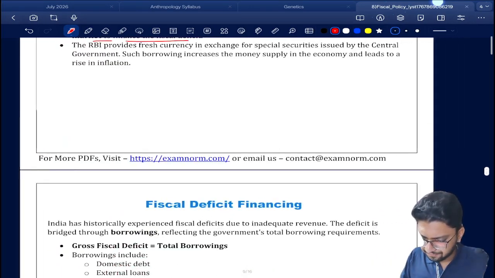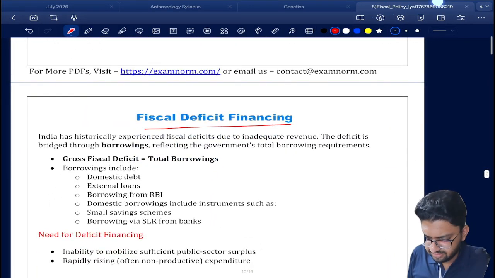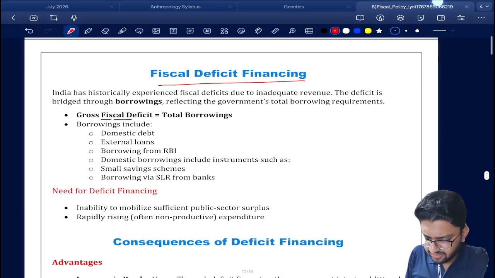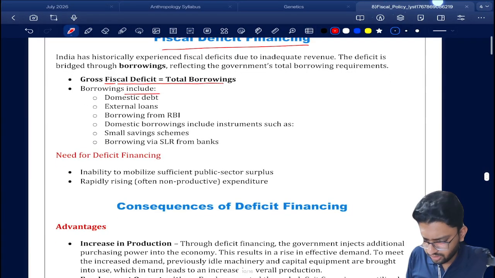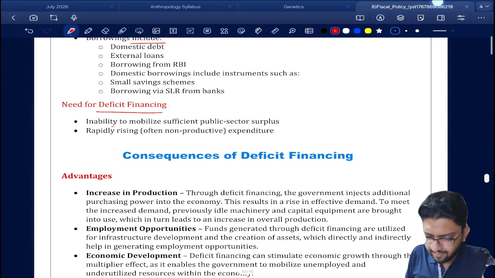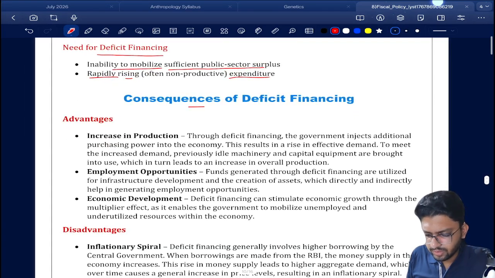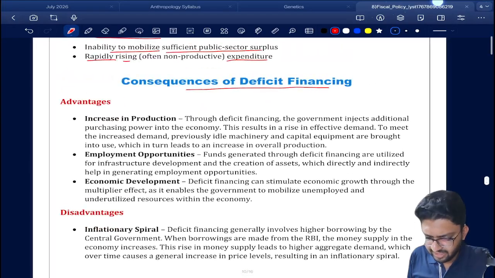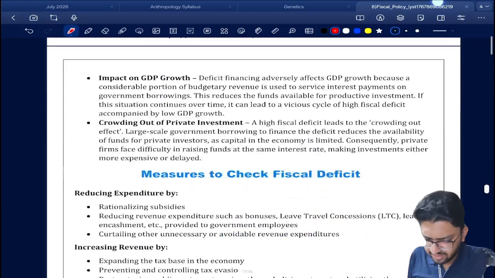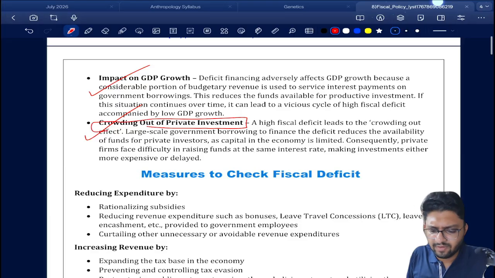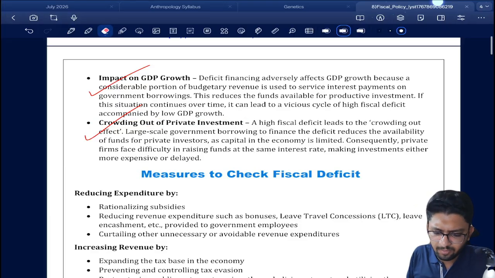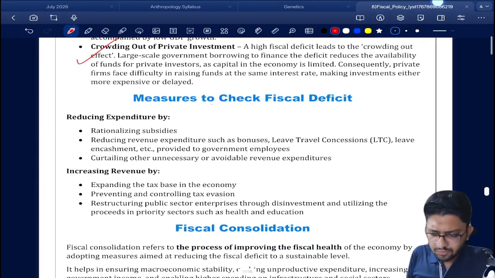Then we have fiscal deficit financing. Gross fiscal deficit is equal to total borrowings. Need for deficit financing: inability to mobilize sufficient public sector surplus, and rapidly rising expenditures. Consequences of deficit financing: increase in production, employment opportunities, economic development. Disadvantages: inflationary spiral, impact on GDP, crowding out of private investment. Crowding out of private investment means there is no fund left for private investment.